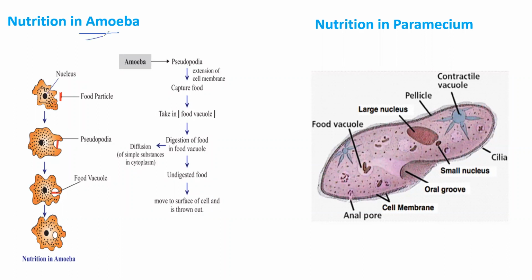In amoeba, as you know, amoeba is a unicellular organism. It is made up of a single cell. All the life processes, all the functions, are performed by one cell. Here, we will see how amoeba takes the food and utilizes the food.